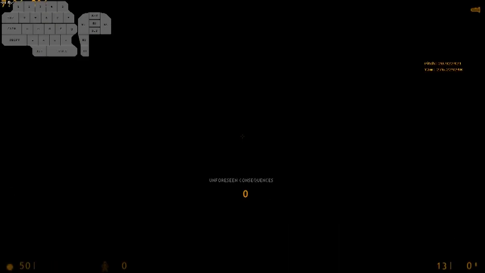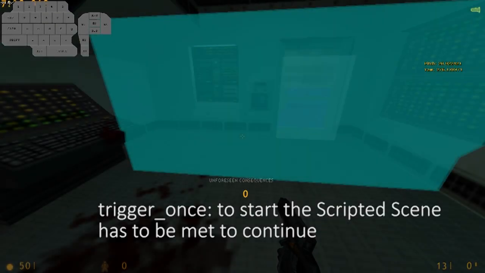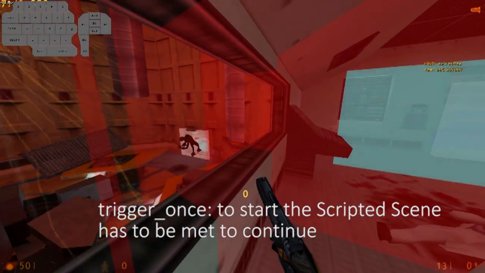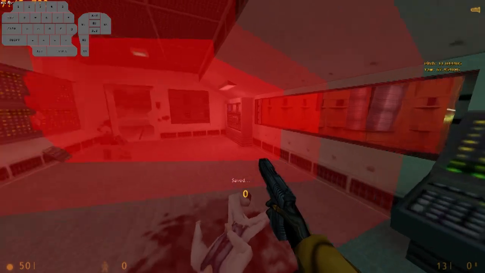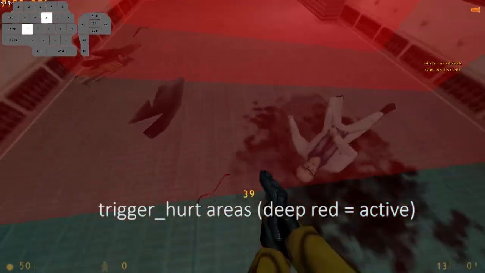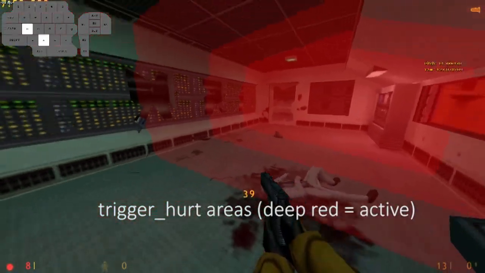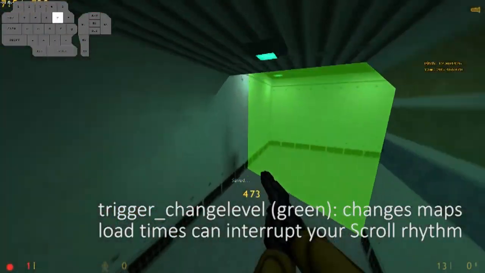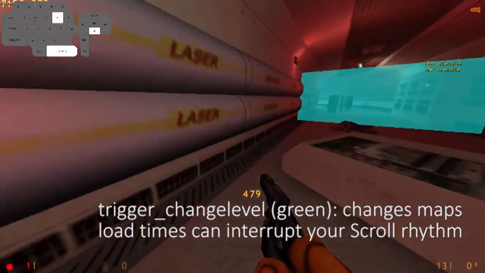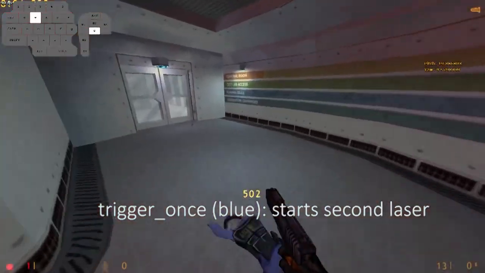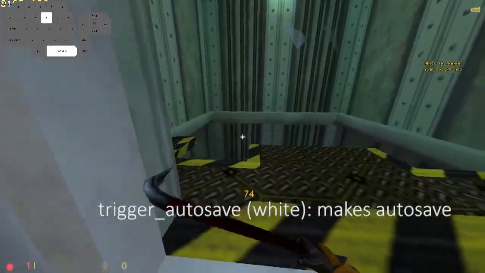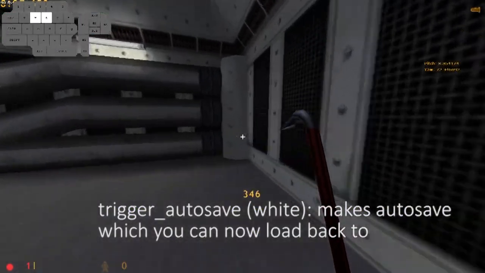First of all, we are using BXT show triggers 1 to show the triggers. As you can see, the first trigger has to be met so that this cutscene is starting. Here you see how a trigger hurt is affecting the player. This is a change level trigger. Here you have a lot of trigger ones that actually organize this cutscene. And this was the first autosave trigger, where I just loaded back to show you.